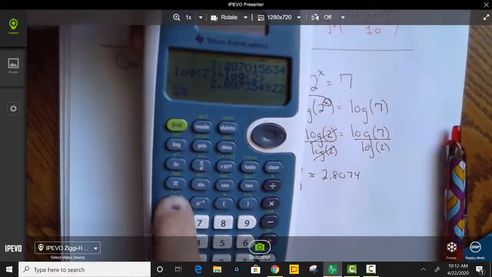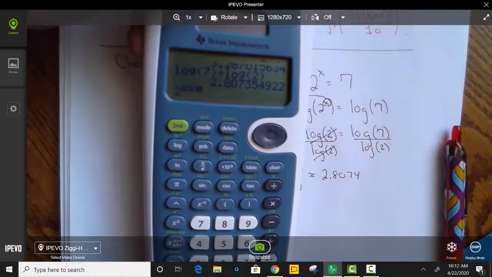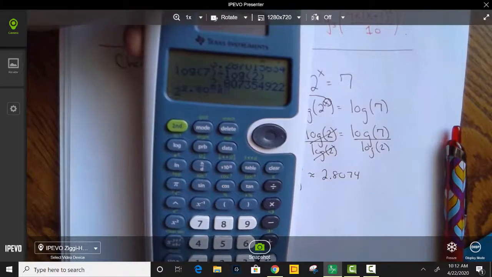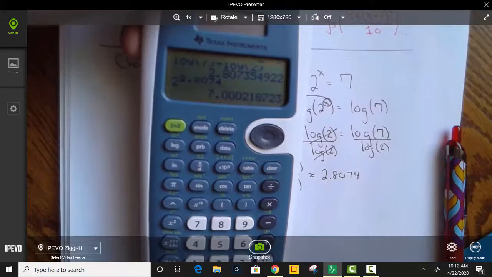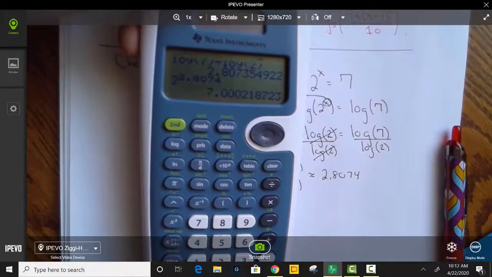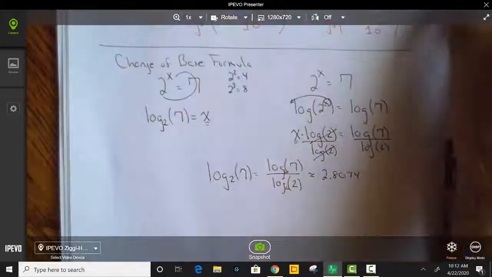And if I go in here and type in 2 caret 2.8074, we do see that we get approximately 7. Now obviously since we rounded, we don't get exactly 7, but that's okay. We rounded to 4 decimals.